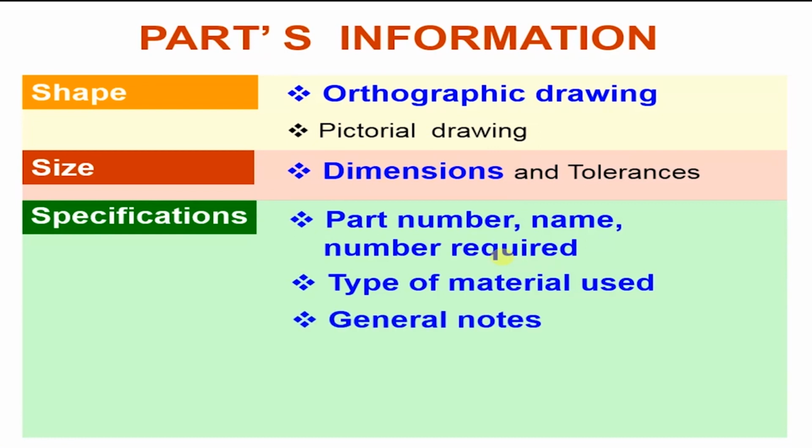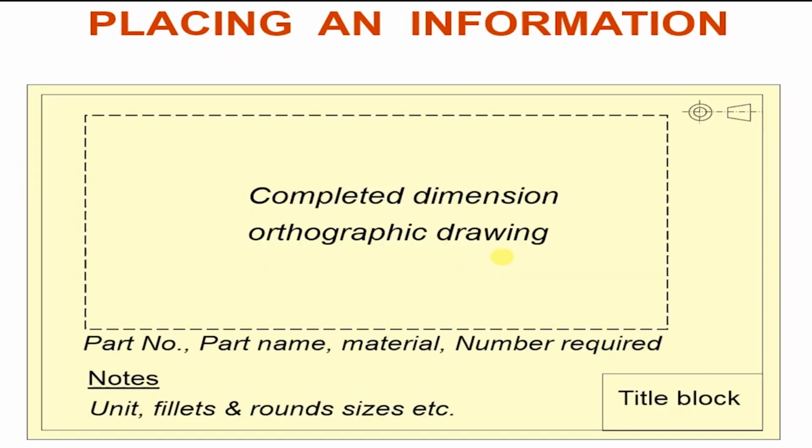Type of the material used, because sometimes in the same part we have various materials. Can you imagine if we draw the car engine, we have different types of material: steel, aluminum, plastic, and so on. So we have to specify each material name. And also any general notes should be included: heat treatment, and all of those should be.